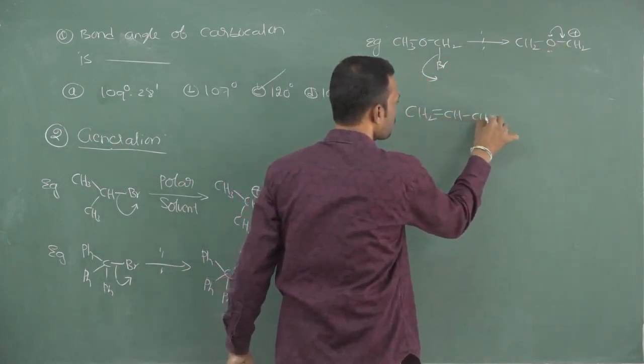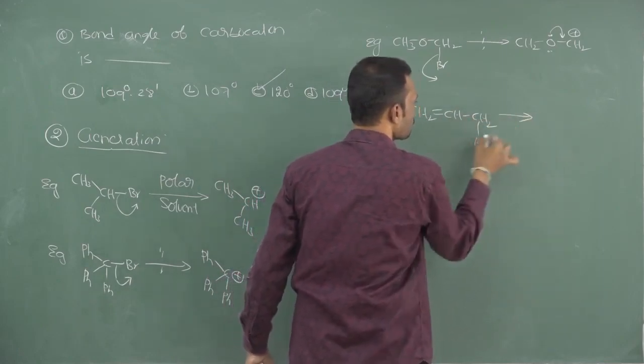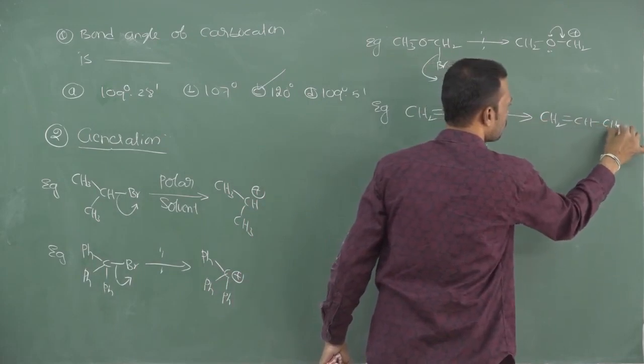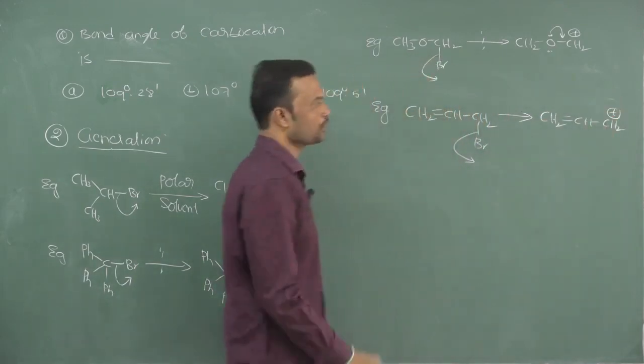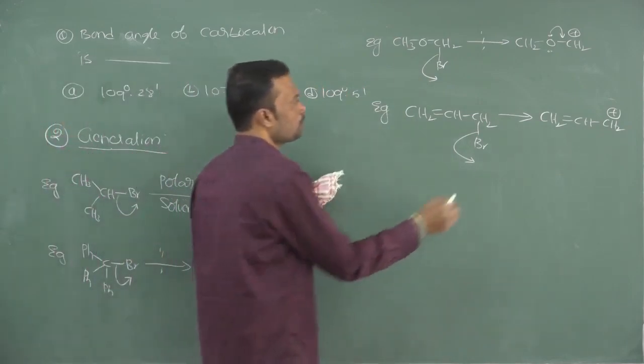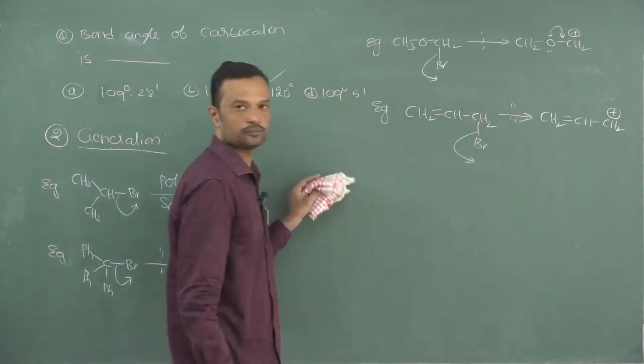See, this is an allyl carbon. Use a solvent, remove this, and after removing this, now you will get a carbocation. See, every time this is a common thing. We need to generate a carbocation with the help of a suitable polar solvent.